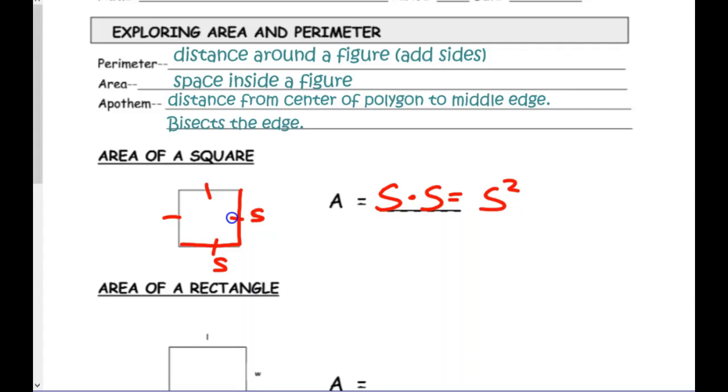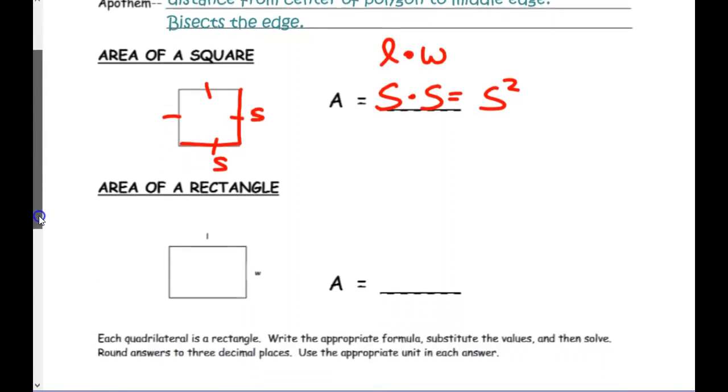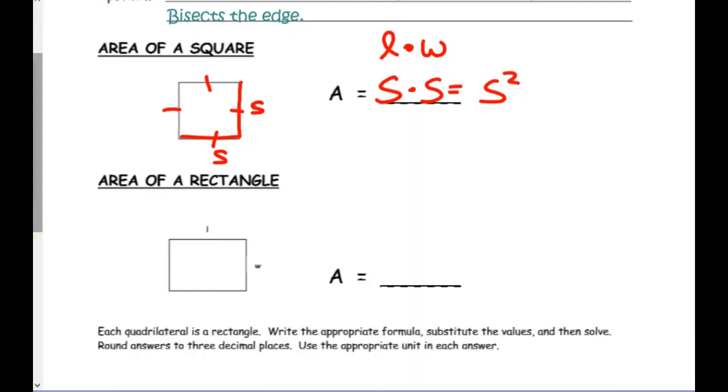Now technically, the side and the side are length times width. So you could think of it as length times width. That's fine too, but the length and the width are the same thing. So it's not wrong to think of it that way. And that is the way you do think of a rectangle that has a length and a width, right? So length times width.